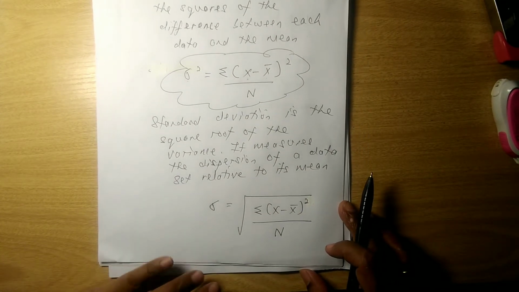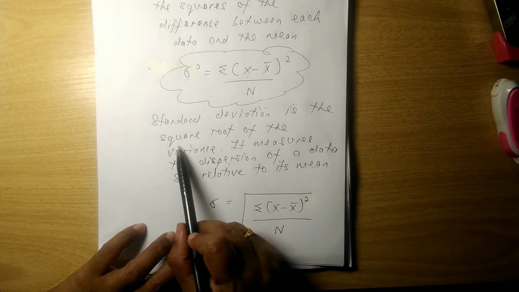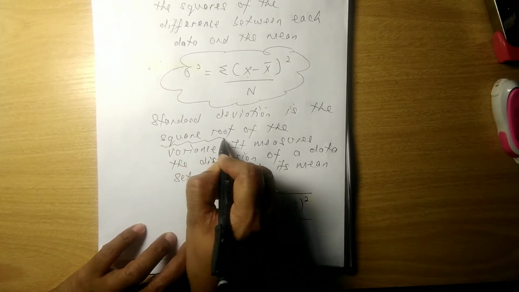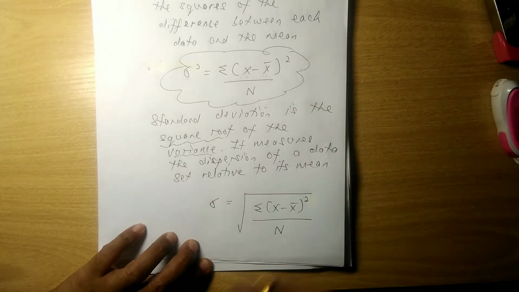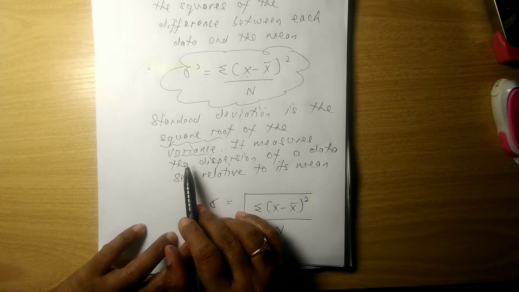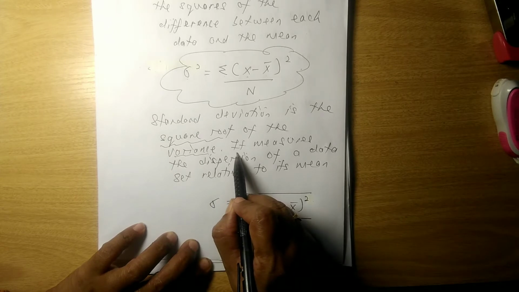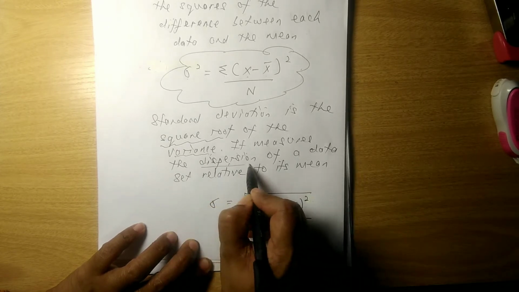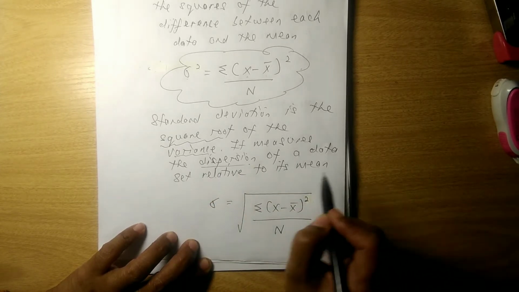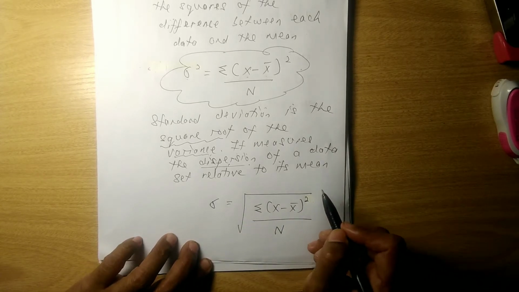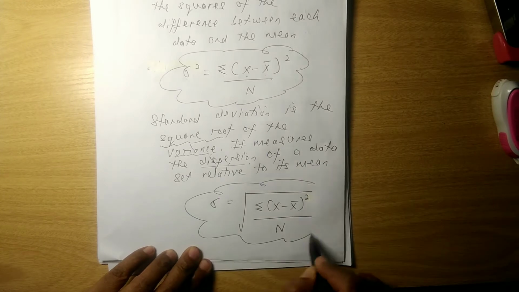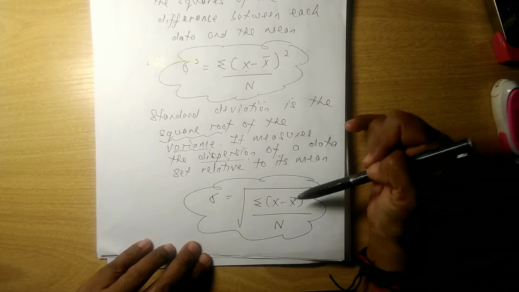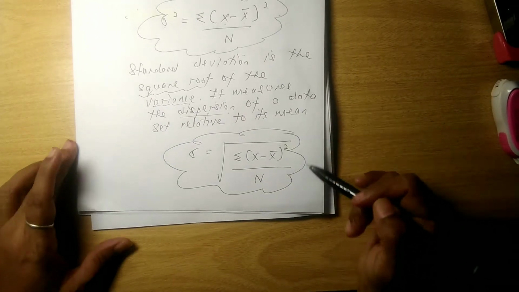Whereas standard deviation is the square root of the variance. So you need to look for your variance first, then you look for your standard deviation, which is the square root of variance. It measures the dispersion of a data set relative to its mean. Basically it's the same thing. The only difference is the square root here, for your standard deviation.